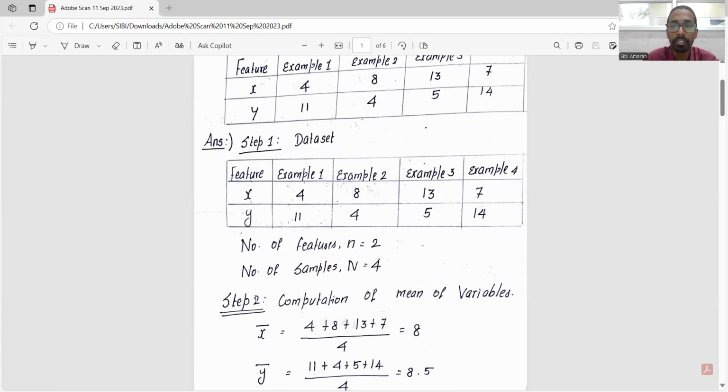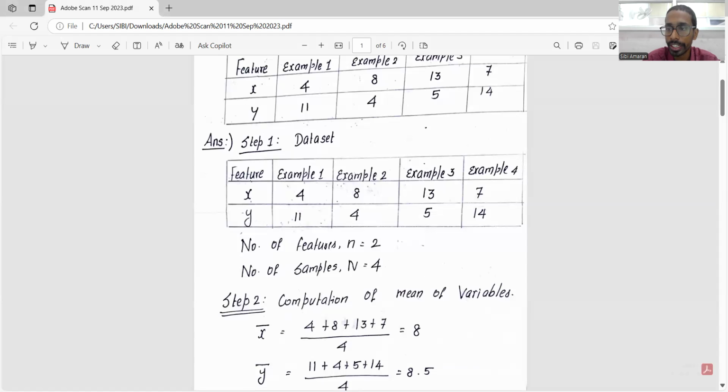In the first step, we discussed what is available in the given question. It contains the data set, multiple features and 4 samples. The features represent the rows, and the samples represent the columns.